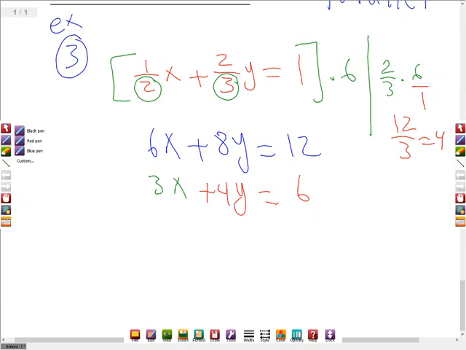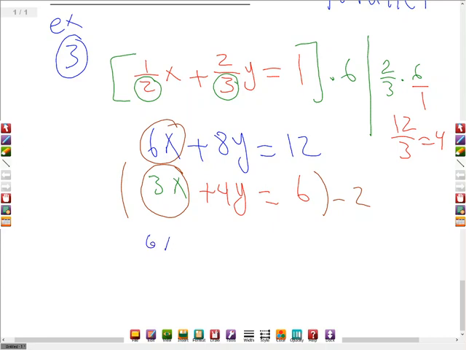Now which one do you want to eliminate? Close your eyes, you can choose any one you want. Y or X, Omar? Omar wants X. Omar is always with me. Thank you, Omar. Then we're going to multiply the bottom by -2. Why -2, Omar? Because -2 makes this -6. When you add the two equations, you will eliminate the x. Okay, Omar, keep the blue one as is: 6x plus 8y equals 12. The bottom one becomes what, Omar? -6x, -8y equals what? -12.